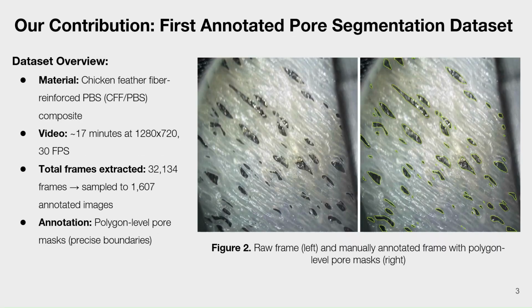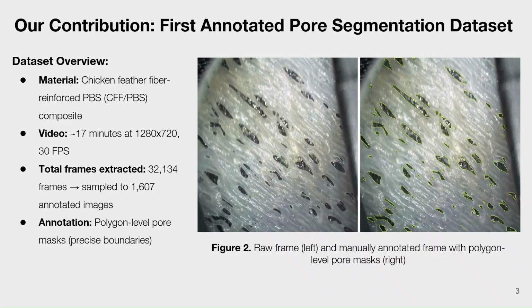So our first major contribution is creating the first annotated dataset for this problem. We printed using chicken feather fiber reinforced PVS composite and recorded about 17 minutes of video. Then we extracted frames and carefully selected 1607 of them for annotations. And this was all done manually. We drew polygon masks around each pore to get the exact boundaries. So figure 2 shows what this looks like.